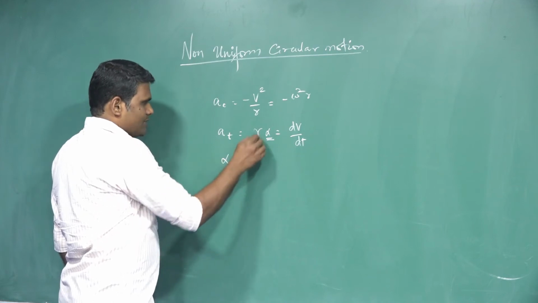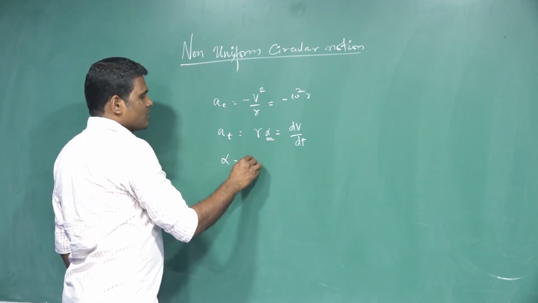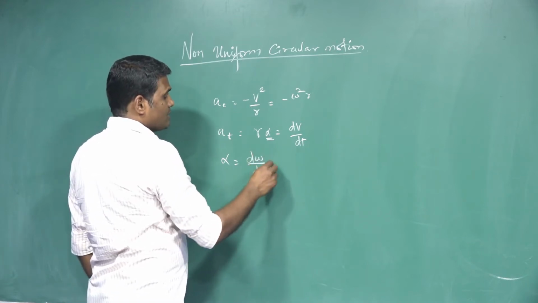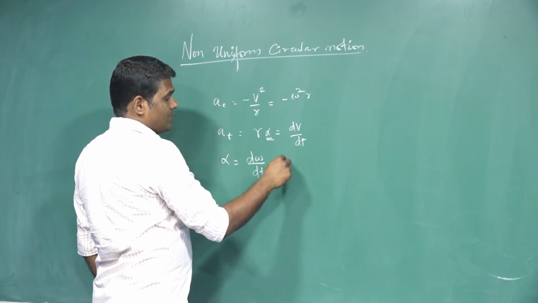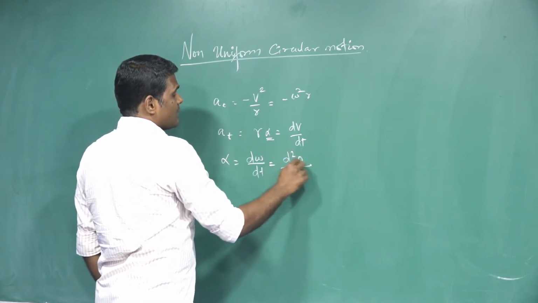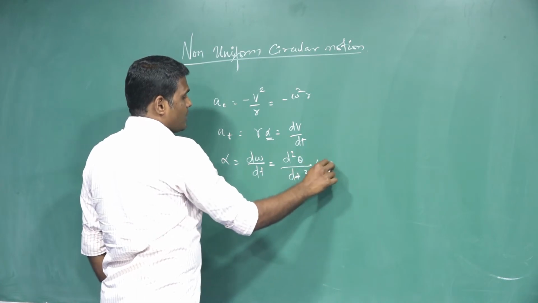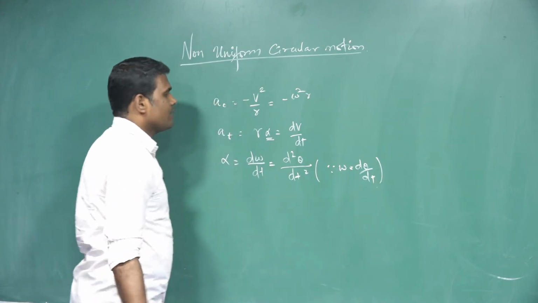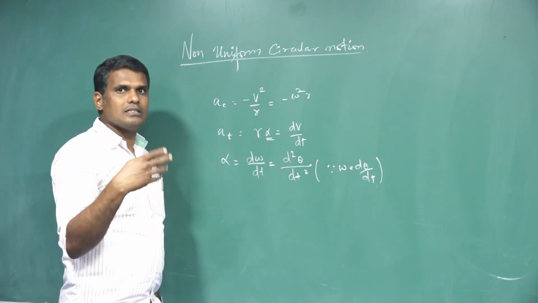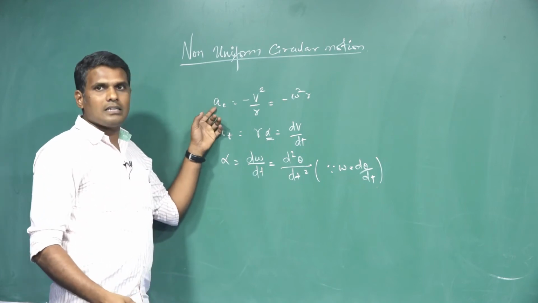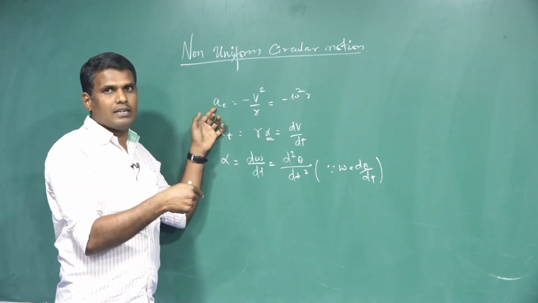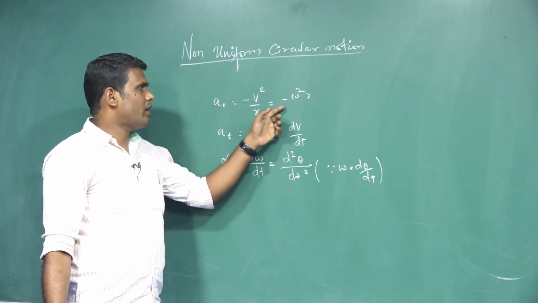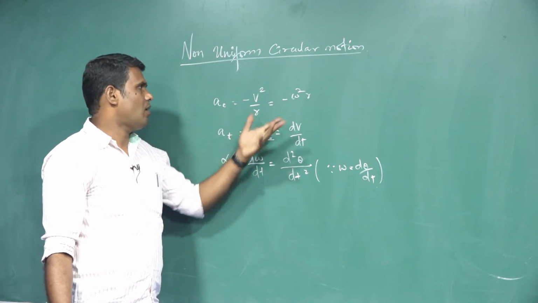Also, we have angular acceleration alpha, which is given by d omega divided by dt, the rate of change of angular velocity. As omega is equal to d theta divided by dt, I can also write this as d square theta by dt square. So there are three different accelerations which we speak about. Centripetal acceleration always acts towards the center of the circular path along the radial vector, and is given by minus v square by r, which is minus omega square r.